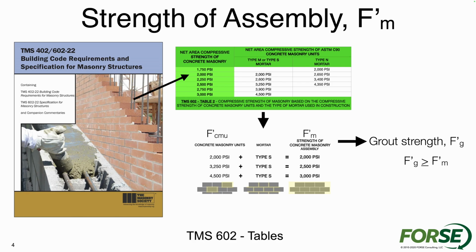From other videos, we talk about the strength of the assembly, F'(M), and how we come up with that strength. The really important part here is to know that grout is not one of those elements that is going to be used to determine what the assembly strength is. The assembly strength is going to be based on the strength of the units and the type of mortar that we used. From that, we're going to get our assembly strength. Once we know what our assembly strength is, again, the grout has to be at least as strong as the assembly strength, determined by units and mortar, and it has to be at least 2000 psi.